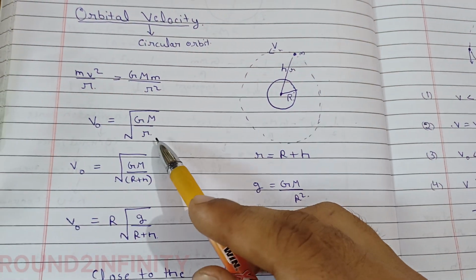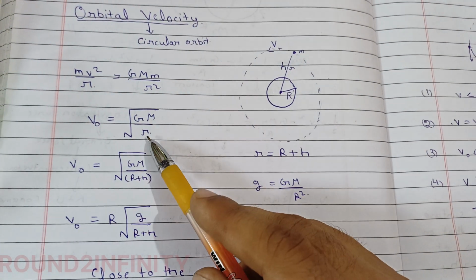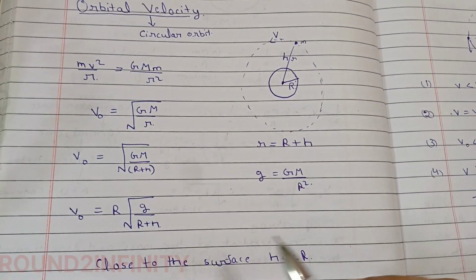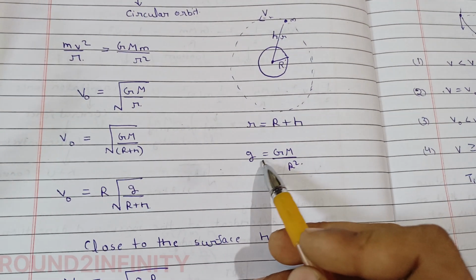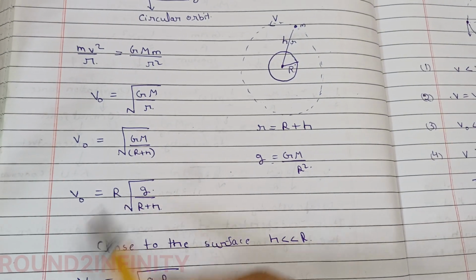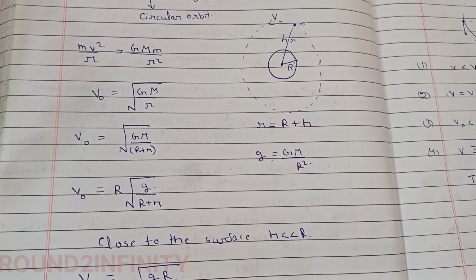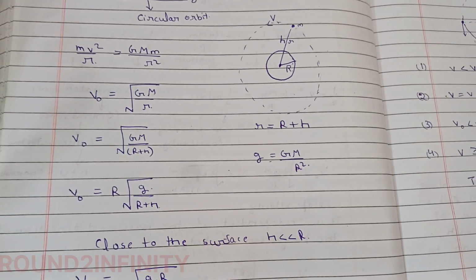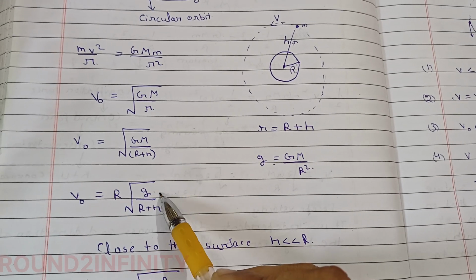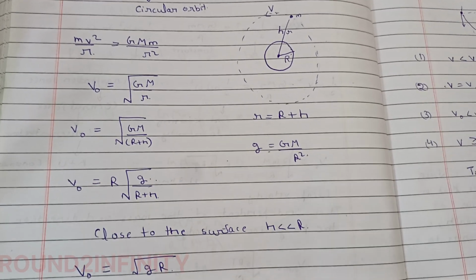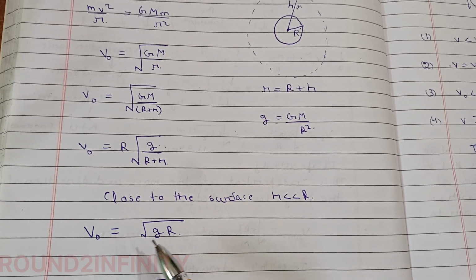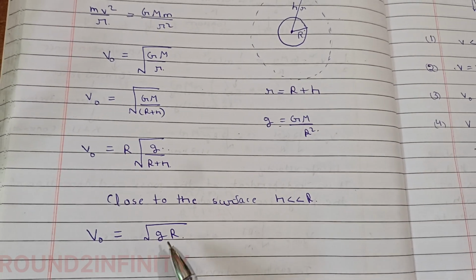Now you can write it in terms of the radius of the earth. Here r is nothing but R plus h, so vo equals the square root of GM over R plus h. Here you know small g is GM over R square, so GM can be gR square, so R square will give you R outside. And if h is very small compared to R, then R square will come inside and cancel out, so you will get Rg under the root. So close to the surface, h is much less than R, so vo is nothing but the square root of Rg. This is your orbital velocity.